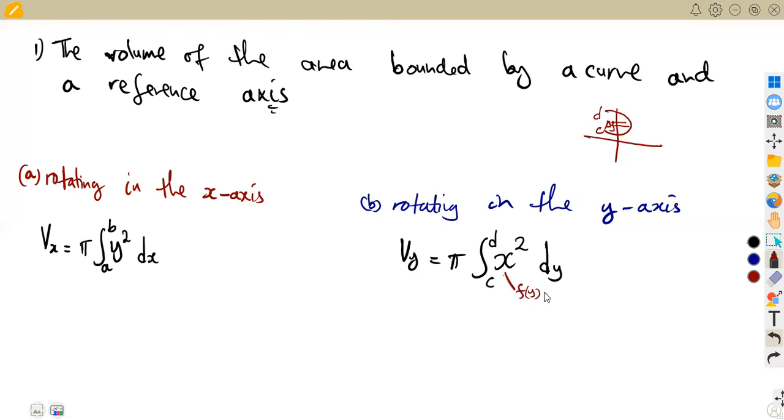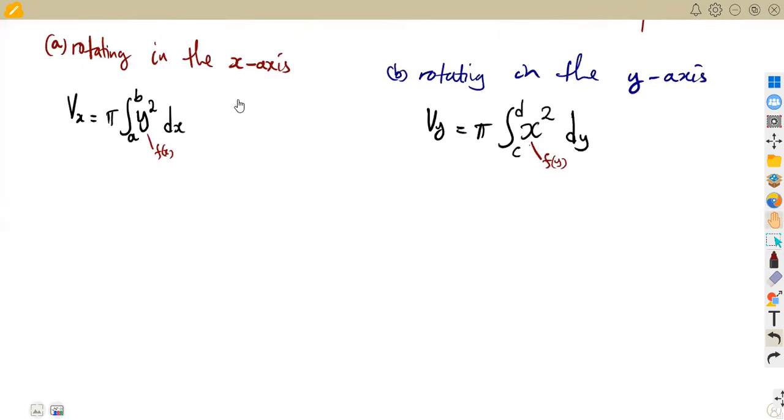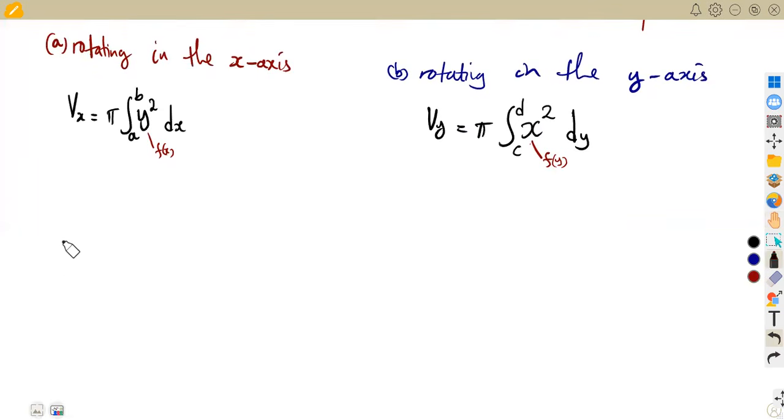So x is a function of y. This y here is a function of x. That is the whole idea: here you are going to integrate with respect to x, and here you integrate with respect to y. With this idea, you can also see that if you are now given a condition of the volume, we are going to have the same thing as the volume of the area bounded by the two curves.